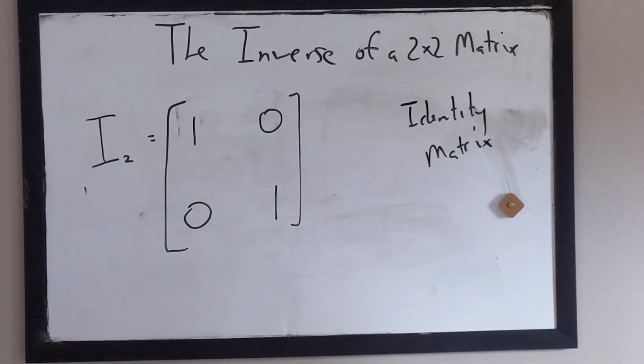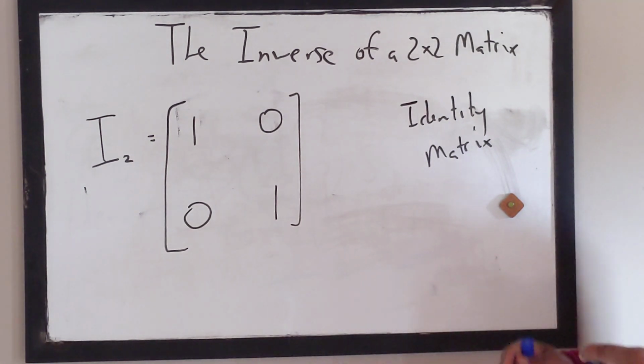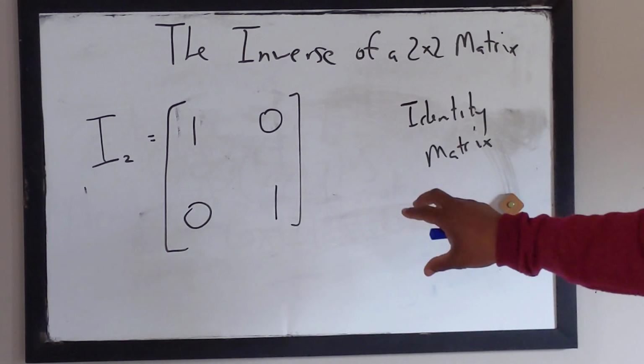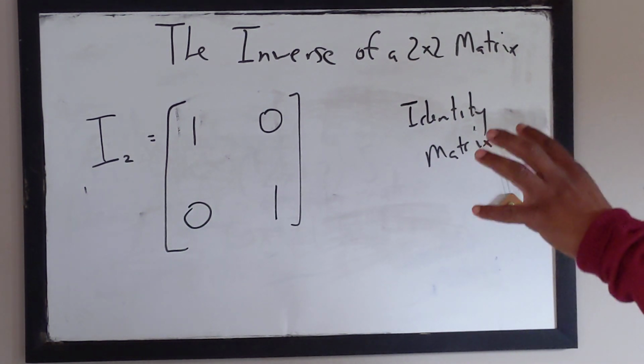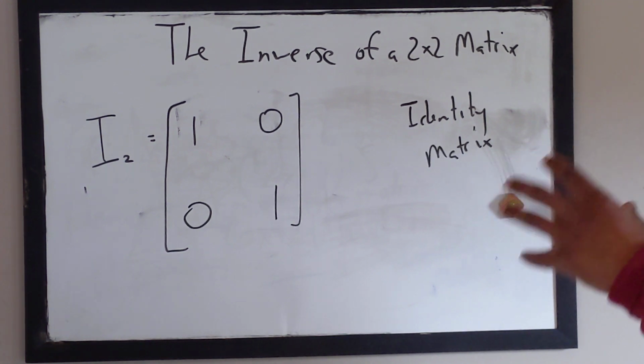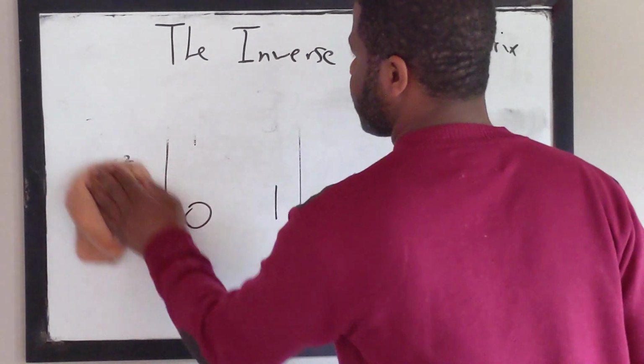Now think about the identity as we talk about it in a real life sense. If a person has an identity, that's who they are. They remain the same no matter what. When we talk about the identity matrix, we talk about a matrix that is going to allow the other matrix to stay the same. Now, let me give an example right here.